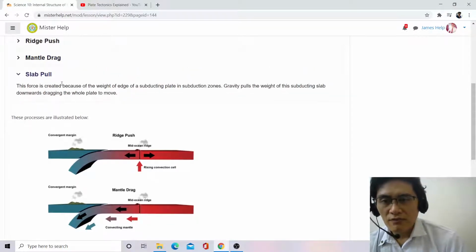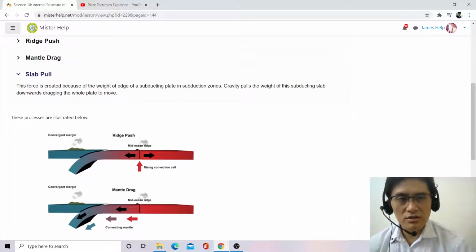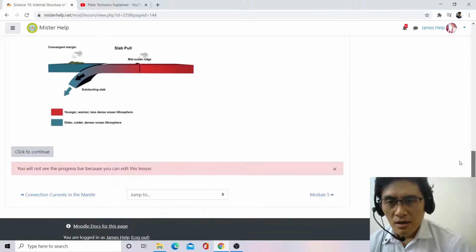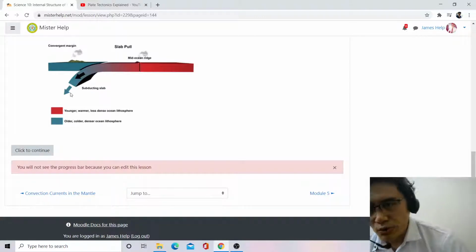Slab pull is the force created because of the weight of the subducting edge in convergent and subduction zones. So for example, here you have this plate subducting, but this part is heavy. If it's heavy, it pulls this whole thing downwards, not related to the convection currents here. It's simply related to the weight of this one.